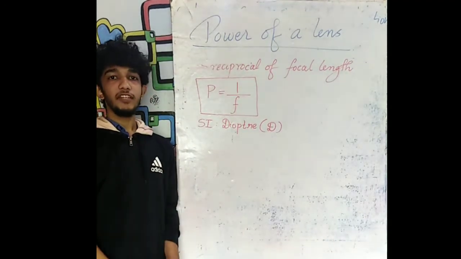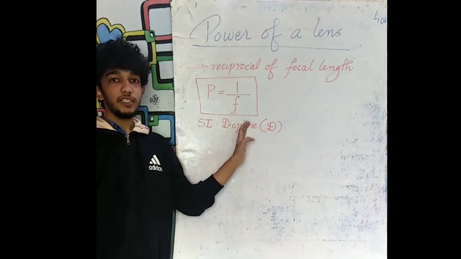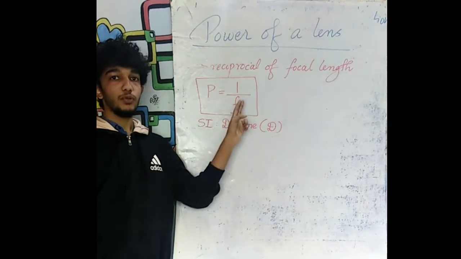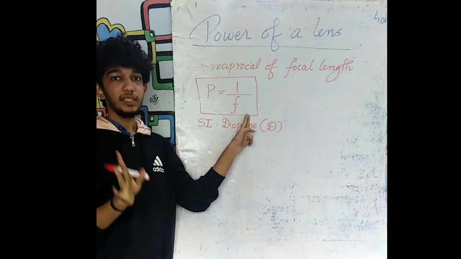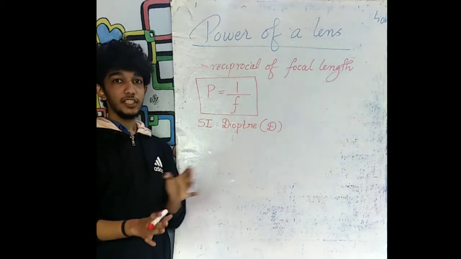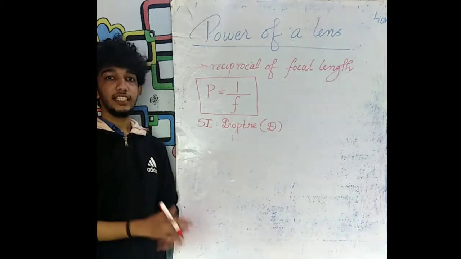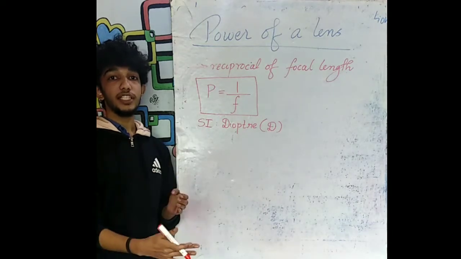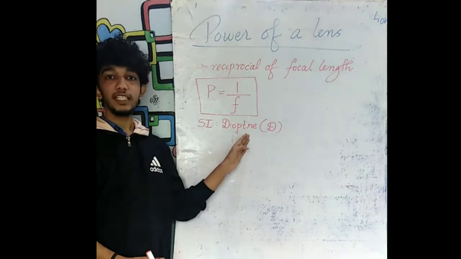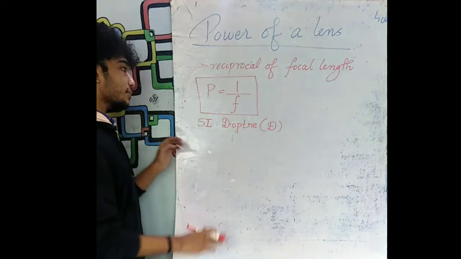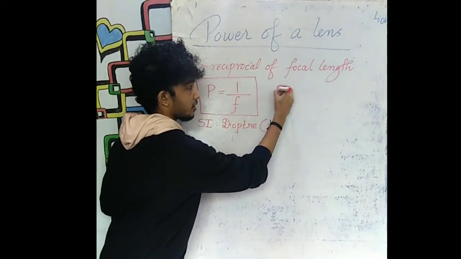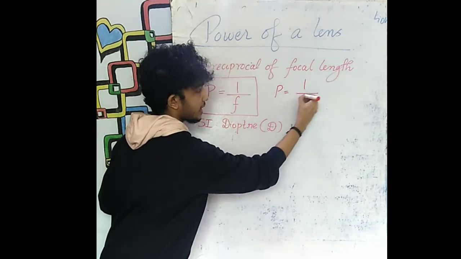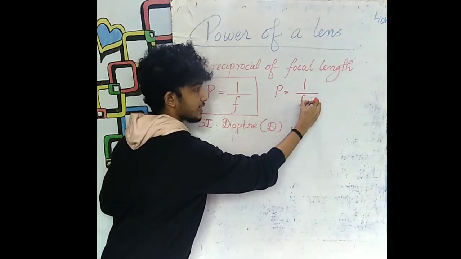So how can we define 1 diopter? 1 diopter is the power of a lens whose focal length is 1 meter. Focal length not in centimeters but in meters. If in the question the focal length is given in centimeters, it has to be converted into meters so that the power in diopters is calculated. Suppose the focal length is given in centimeters, then how can we find the equation for power? Power is equal to 1/f, where f is in centimeters.